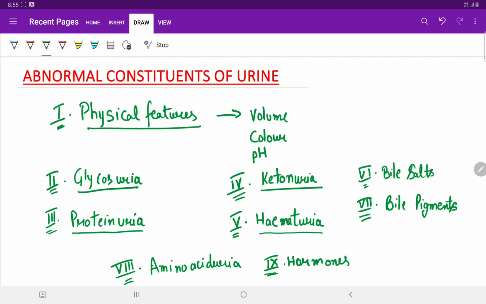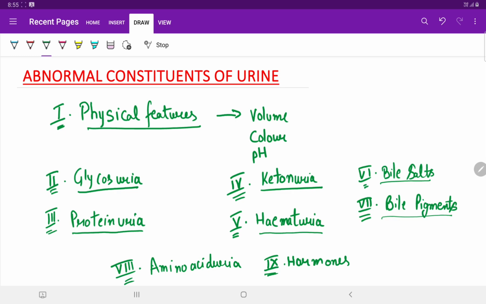Then comes the presence of bile salts. Normally the bile salts are secreted through the biliary tract into the duodenum, so we shall be learning how these bile salts come into the urine. Then comes the bile pigments, which help in the diagnosis of jaundice.